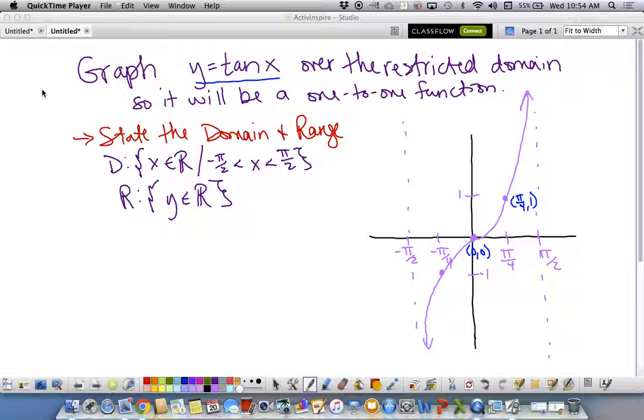Technically, at pi over 2, we're at infinity. So that's kind of a point, but not really. What's back here, this point? Pi over 4, negative 1. So I'm still looking at my 3 points to reflect across what line? What line do we reflect it across? Y equals x.